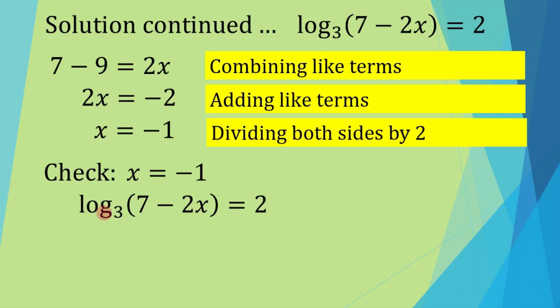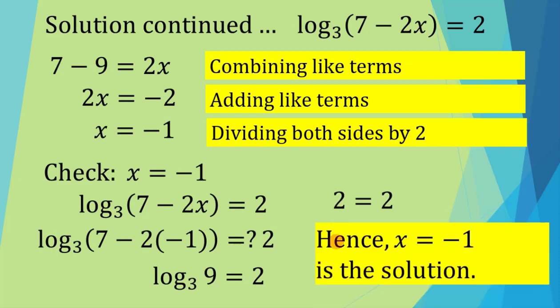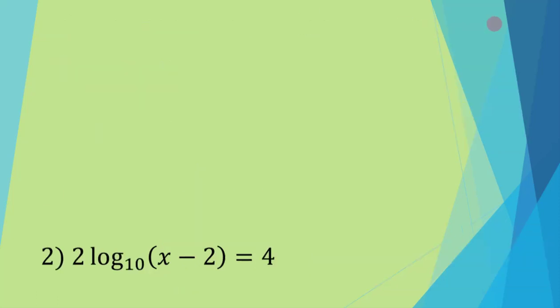x equals -1 to the original expression. So this is -1 here. That becomes 7 plus 2. So that becomes log of 9 to the base 3. Is it really equal to 2? Yes, it is. So 2 is equal to 2. Hence, x equals -1 is the solution to this given equation.